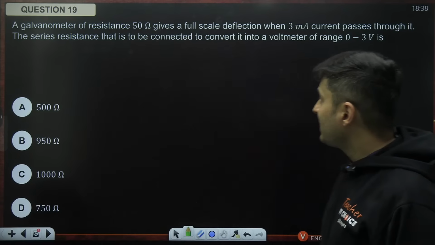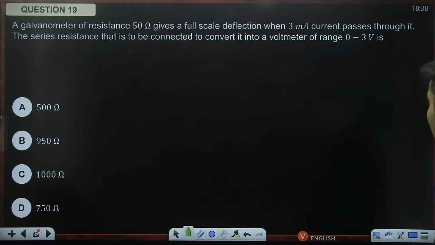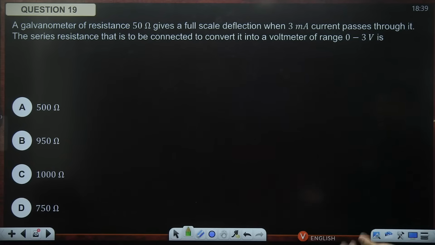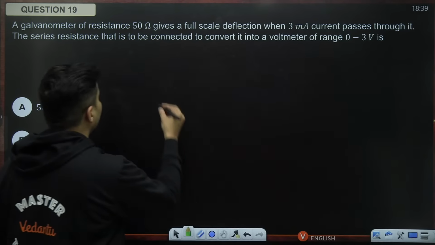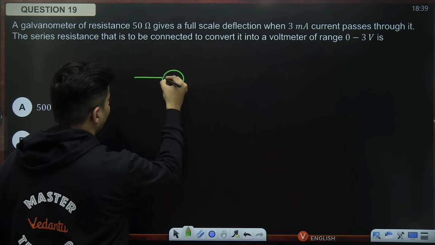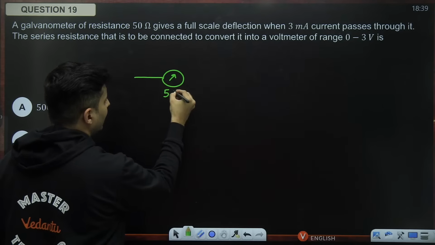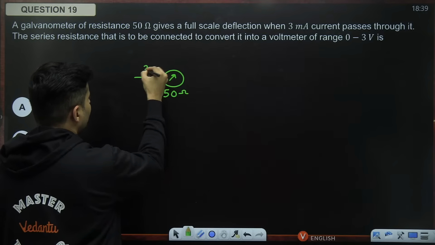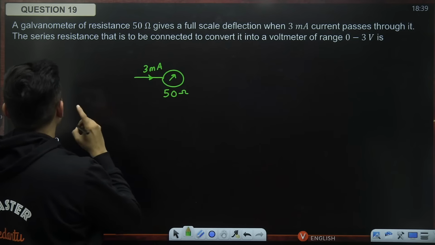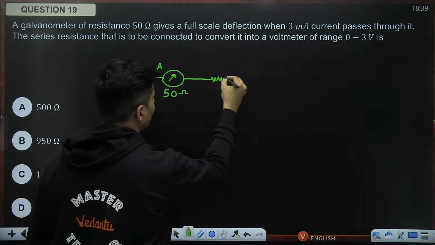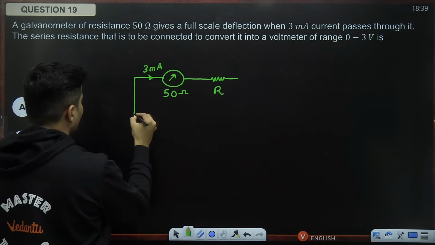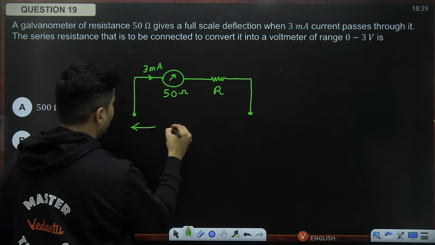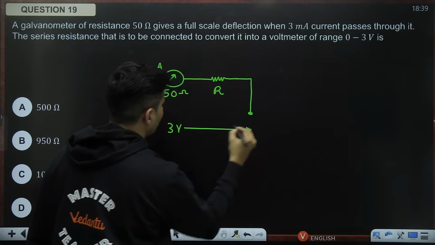A galvanometer of resistance 50 ohms gives a full scale deflection when 3 milliamperes of current passes through it. The series resistance that is to be connected to convert it into a voltmeter. So just imagine there is a galvanometer of 50 ohm resistance and the maximum current that can flow through it is 3 milliamperes. So you want to convert it into a voltmeter, so you add one more resistance so that it now becomes a voltmeter, and the maximum voltage that it can measure is 3 volts between these 2 points.